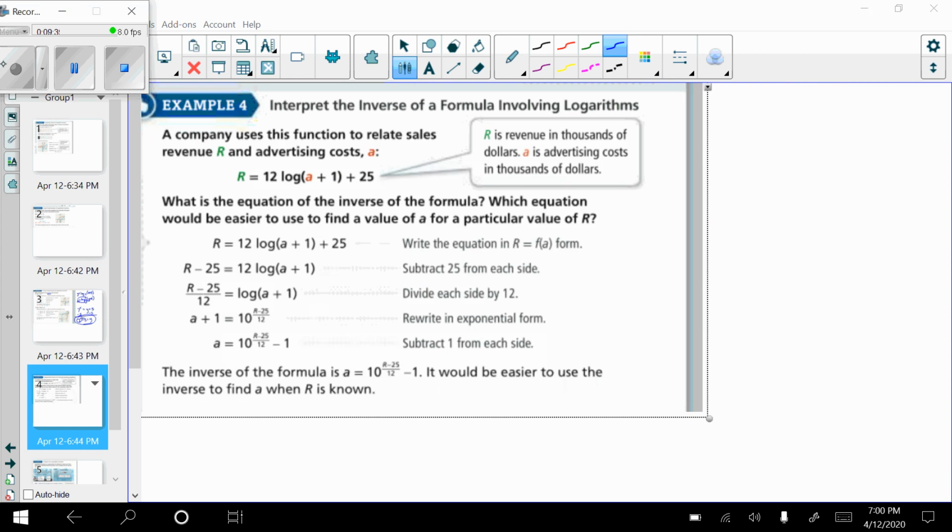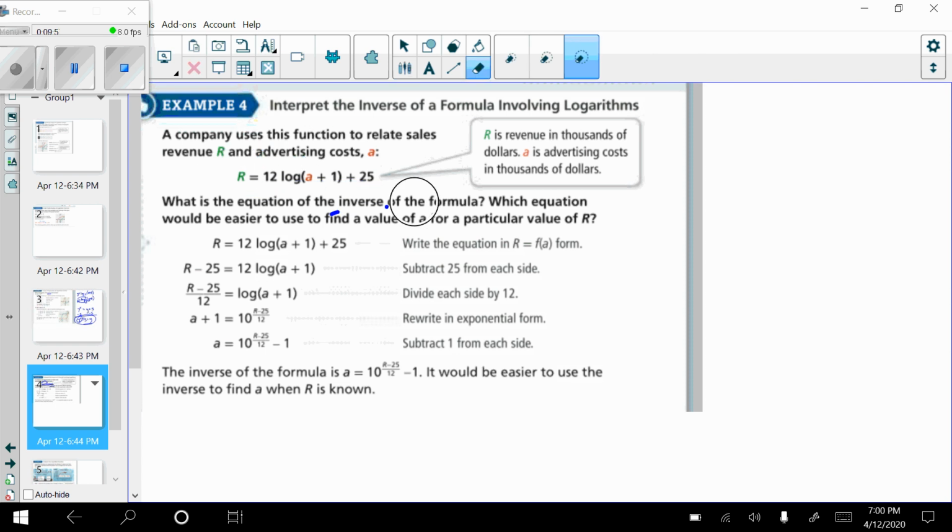So this next problem is kind of similar. It just looks scarier, but it's not. It's the same thing. It gives us an equation, right? And it asks what is the equation of the inverse of this formula? So basically all I'm going to do is switch the R and the A. I'm going to show you the book and what they did, so you can learn how to read a math book a little bit more, because it does give a good explanation here, right?